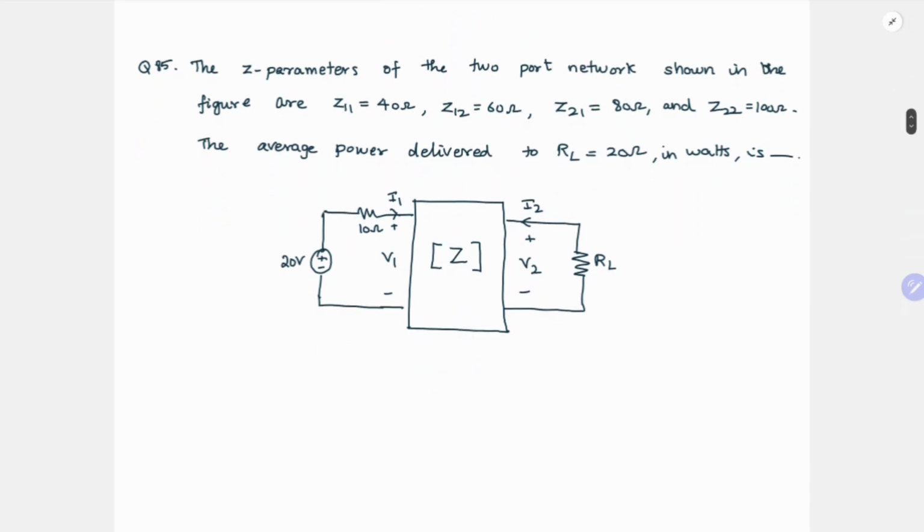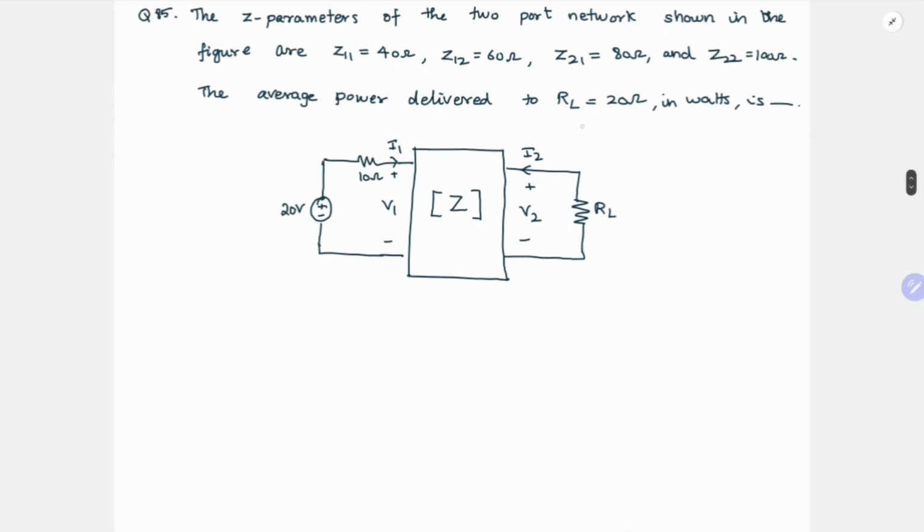The Z parameters of the two-port network shown in the figure are Z11 equal to 40 ohm, Z12 equal to 60 ohm, Z21 equal to 80 ohm and Z22 equal to 100 ohm. The average power delivered to RL equal to 20 ohm in watts is dash.